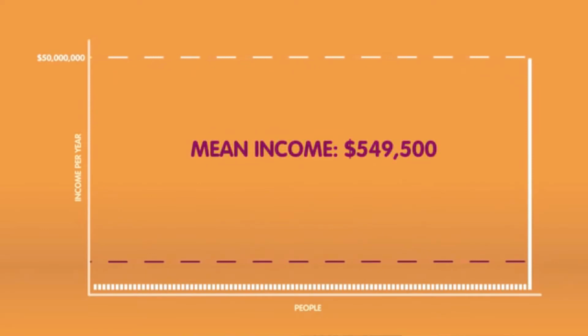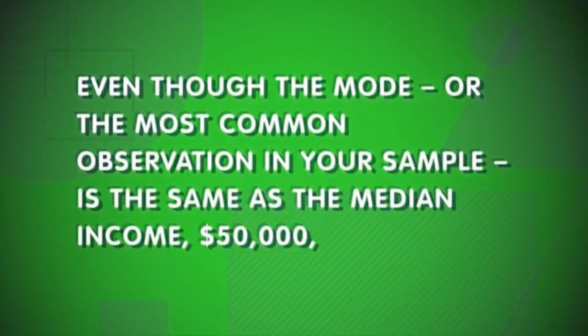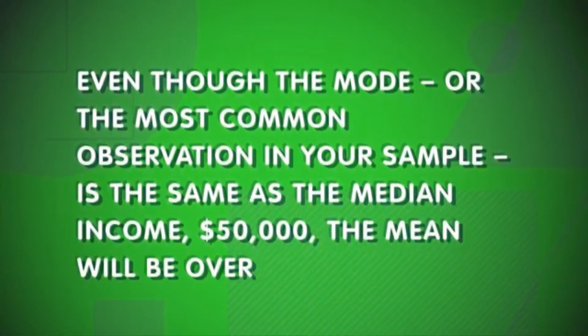It's going to be pulled way up by the one very rich person. Even though the mode, or the most common observation in your sample, is the same as the median income, $50,000, the mean will be over $500,000.